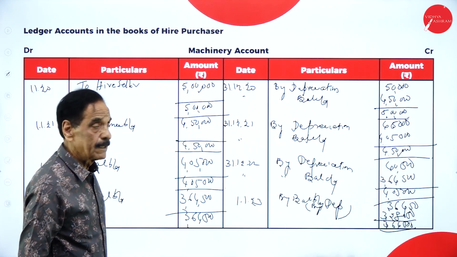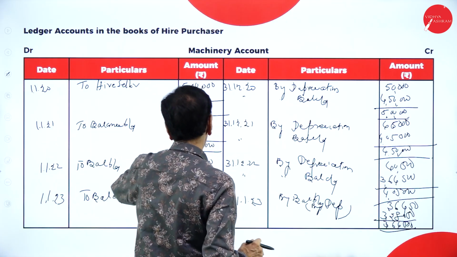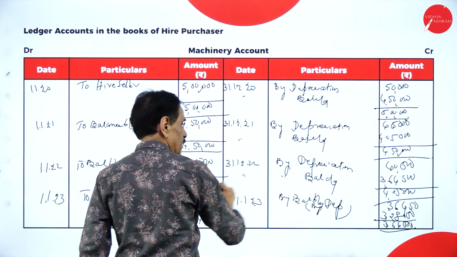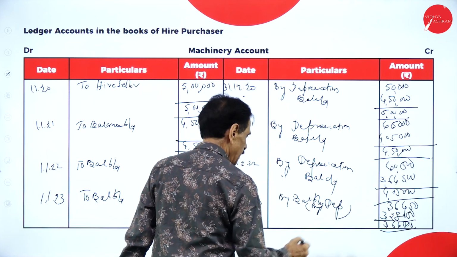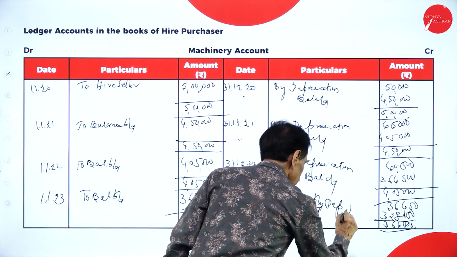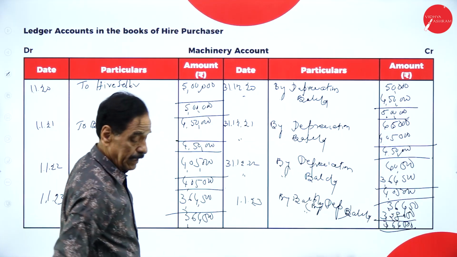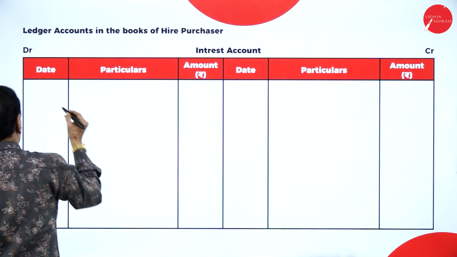Goes on like this. 5 lakh by depreciation, balance brought down, by depreciation, balance carried down, brought down, by depreciation, balance carried down. 3,28,050. Last, interest account debtor to hire seller account.